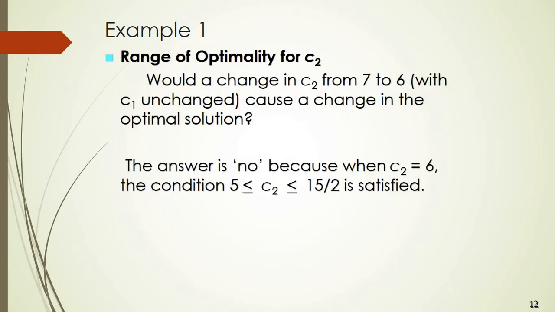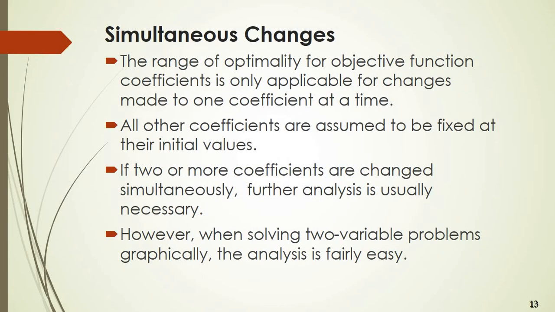Again, we have a question. Would a change in C₂ from 7 to 6 with C₁ unchanged cause a change in the optimal solution? Again, the answer is no. That's because when C₂ is equal to 6, the condition 5 is less than or equal to C₂, and it's also less than or equal to 15 over 2, or 7.5. So it is still satisfied. So we proceed with the simultaneous changes.